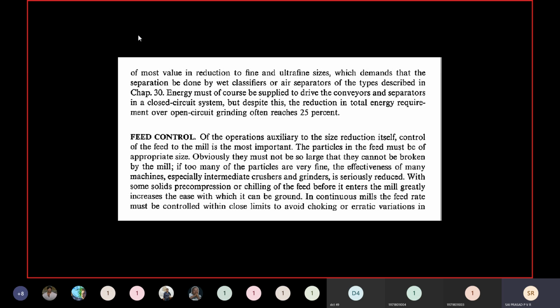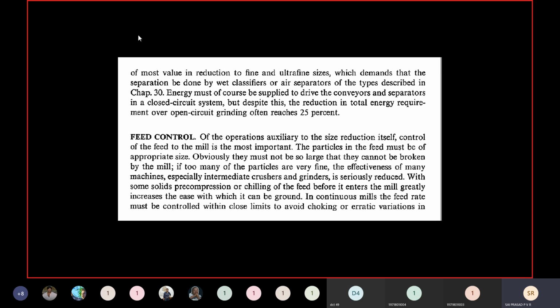So hence what we should do is control the m dot. We should put the feed in the most appropriate way into the size reduction equipment, so that when we keep m dot constant, our estimator will have some sense. It will measure a value which is near to the reality. That is important. Then the particles in the feed must be of appropriate size.